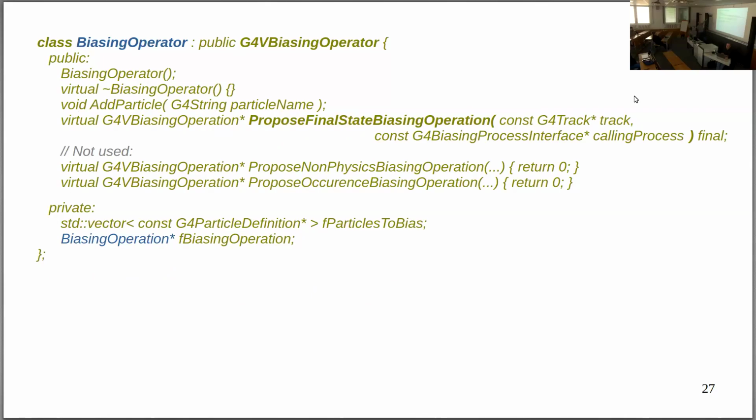So we have to define this biasing operator class, inheriting from G4VBiasingOperator, as in all other examples. And here we are not altering the occurrence because the cross-section will remain unchanged. We don't touch the cross-section. We want to change the final state. And there is this method, ProposeFinalStateBiasingOperation. So what we want to bias is the final state, but it's a biasing with weight 1, because what we are doing is replacing the final state produced by the Bertini intranuclear cascade model with the final state produced by the INCL, the more sophisticated intranuclear cascade.